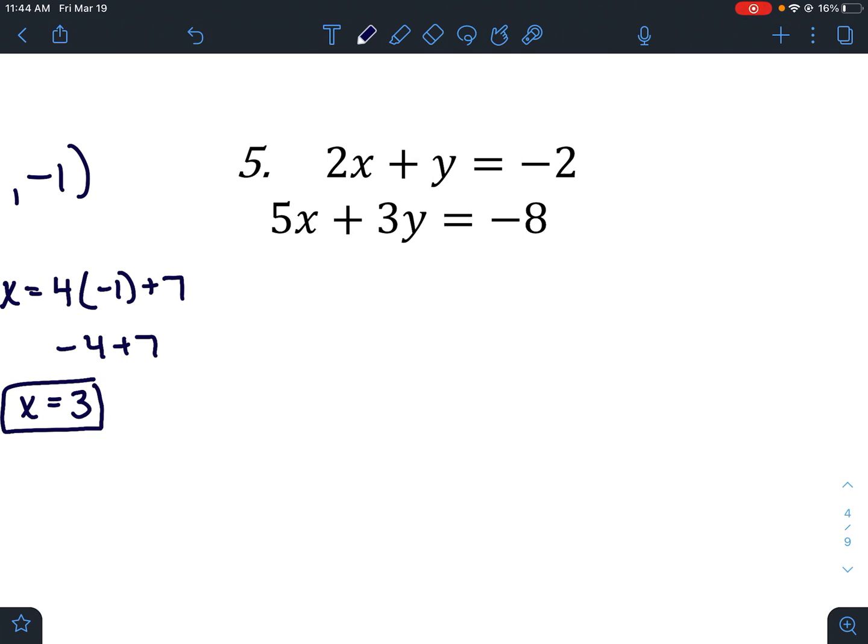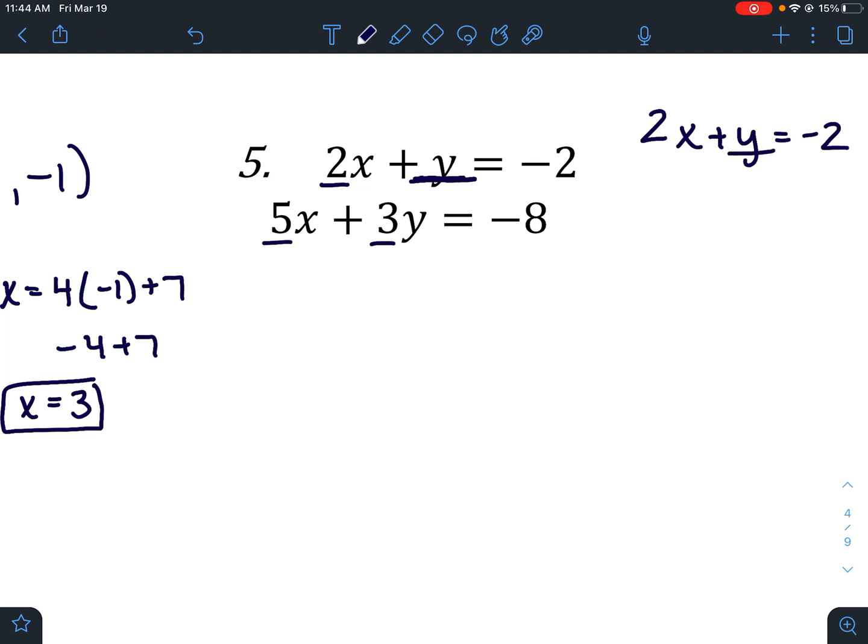When you're deciding what variable to solve for, you want to see if any have a coefficient of 1, or they're all by themselves. You see this y has a coefficient of 1, my x has a 2, x has a 5, y has a 3. So this one's going to be the easiest one to solve for. So I'm going to rewrite it over here: 2x plus y equals negative 2.